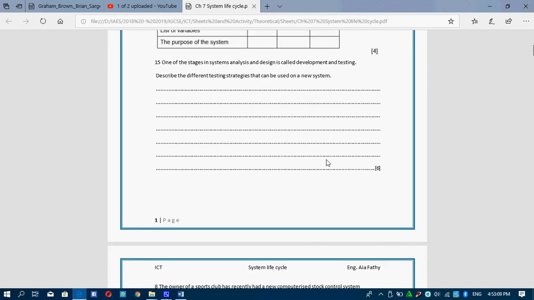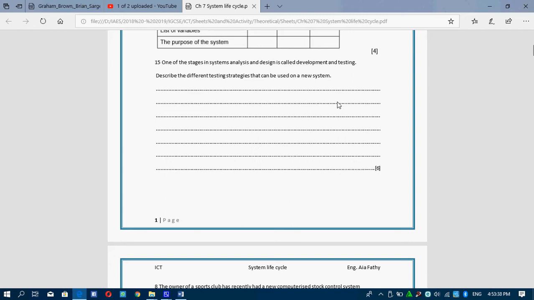Number 15, one of the stages in system analysis and design is called development and testing. Describe the different testing strategies that can be used on a new system. We said that we have testing strategies: normal, abnormal, and extreme. And we said that normal data is accepted data, and you can give an example for that.